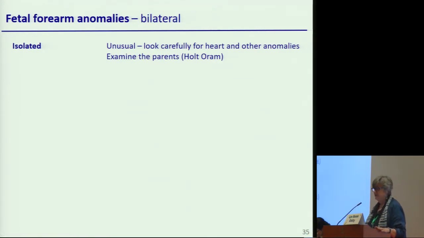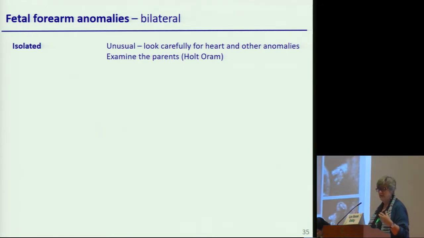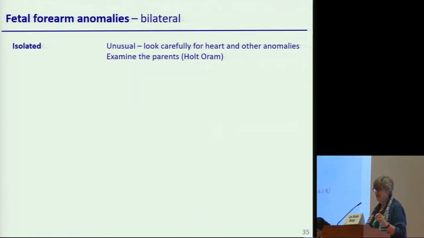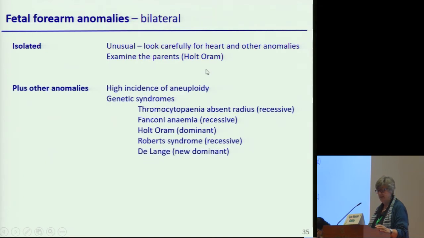Now, if it's bilateral, and the forearm defect appears to be isolated, look very, very carefully at the heart for other anomalies and examine the parents for Holt-Oram. You can have relatively minor heart anomalies with Holt-Oram syndrome, so it's worth looking carefully. If you've got other abnormalities present, then there's a high incidence of aneuploidy, so do consider karyotyping. And there is a very high incidence of genetic syndromes here, and I'll show you some of them in a minute. In general terms, if this is bilateral, you should really be thinking aneuploidy or genetic syndromes.